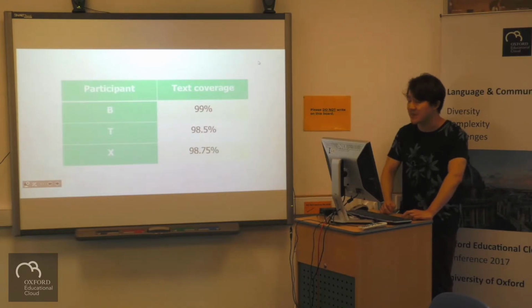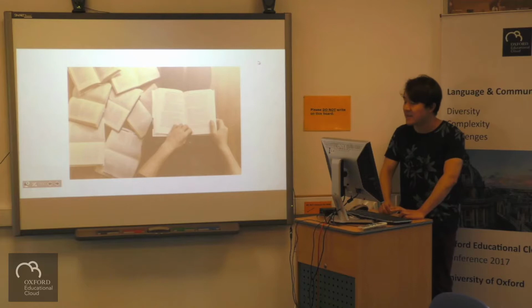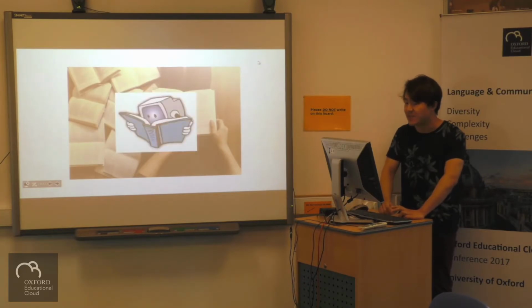So which means that presumably this text will be comprehensible to them, and they might be able to learn vocabulary from reading it. And then comes the reading sessions, which is done on my computer.